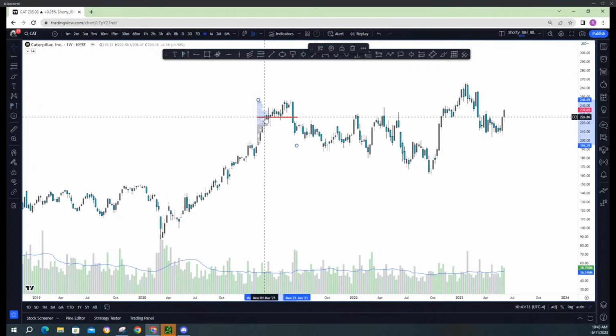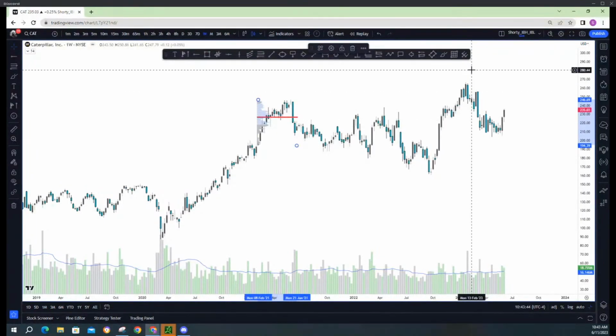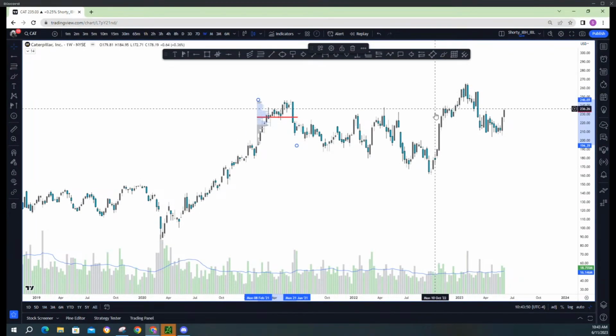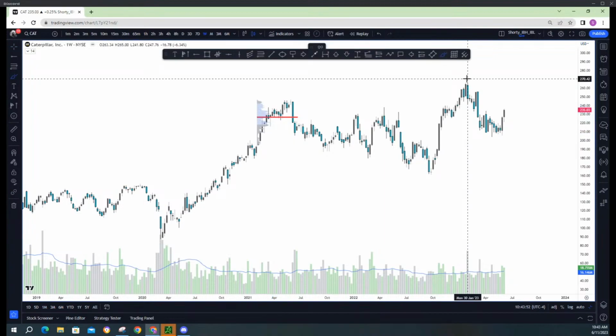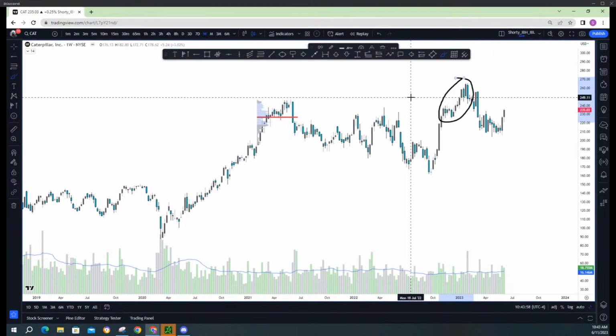Somewhere around here, we shorted, I believe, a couple of times. I don't know where it was. Maybe here. We shorted this, and it didn't work out, right? We got stopped out, and then it went much higher. It gave a bull flag, popped, and at this time, if you go back and look at the news and PR, everything was pointing like, hey, Caterpillar is going to create a robot that builds buildings by itself.